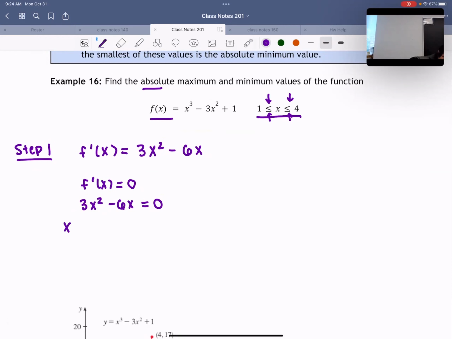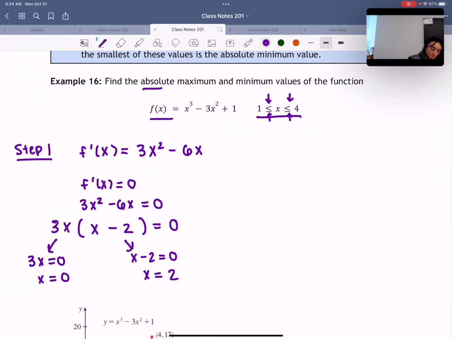They both have an x. Oh, a 3x. A 3x is good, right? What am I left with on the inside? X minus 2, good. Now that we have two factors equal to 0, we can split this up into two equations. 3x equals 0 and x minus 2 equals 0. Solving these are pretty easy. We get x equals 0 and x equals 2.